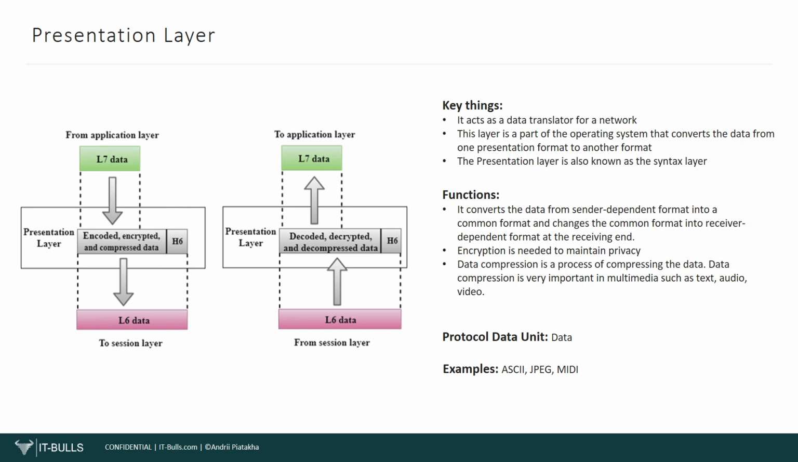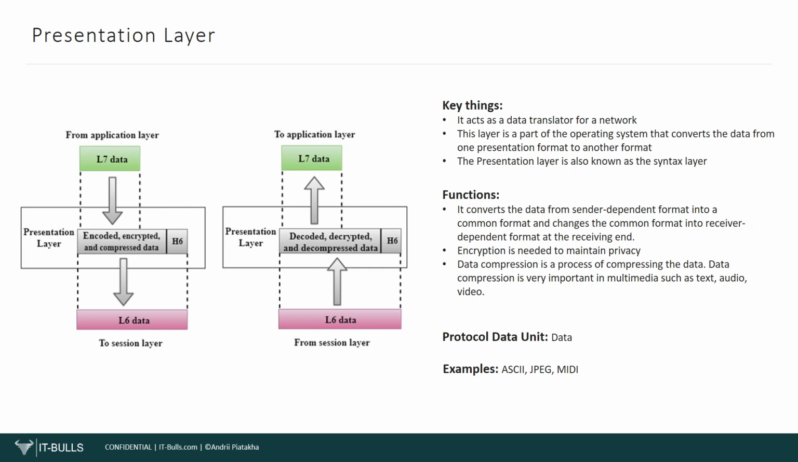The processes in two systems exchange the information in the form of character strings, numbers, and so on. Different computers use different encoding methods. The presentation layer is supposed to resolve issues related to different encoding methods. It converts the data from sender-dependent format into a common format and changes the common format into receiver-dependent format at the receiving end. Encryption is needed to maintain privacy.